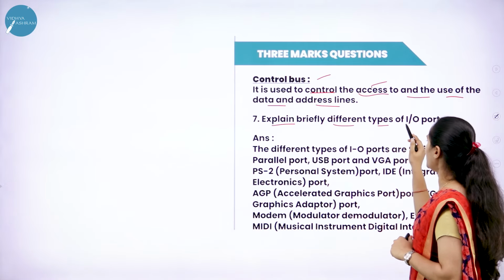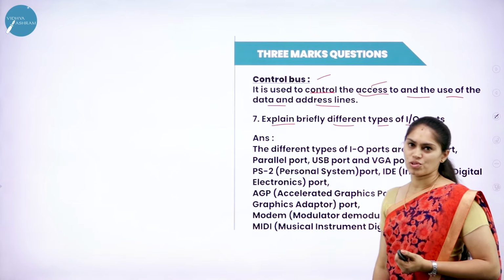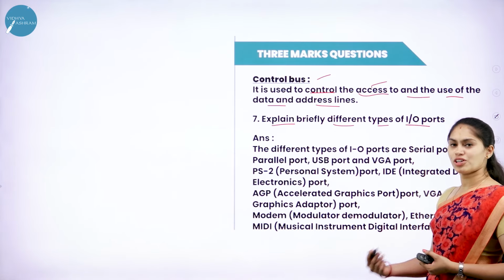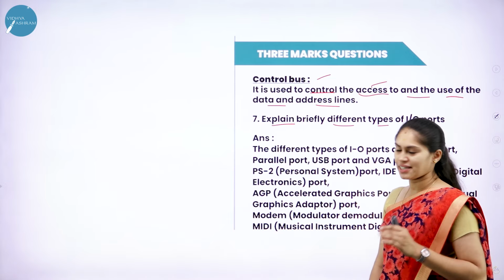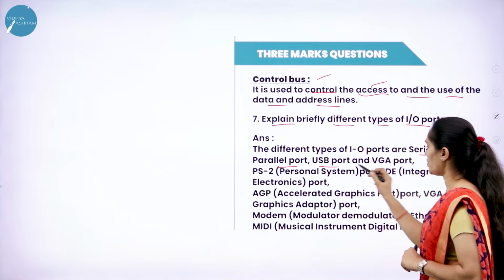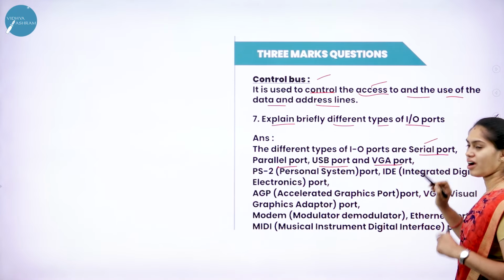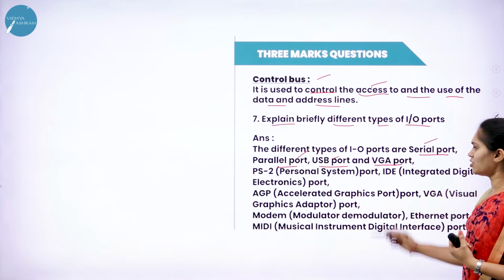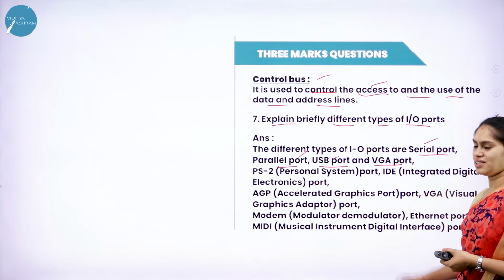Explain briefly different types of input-output ports. Here I have listed out so many types of input-output ports. Out of this, you can explain any 3. It comprises serial port, parallel port, USB port, VGA port. You should not forget the serial port, parallel port, USB port. If you learned those things, those 3 can be written for a 3 marks question.